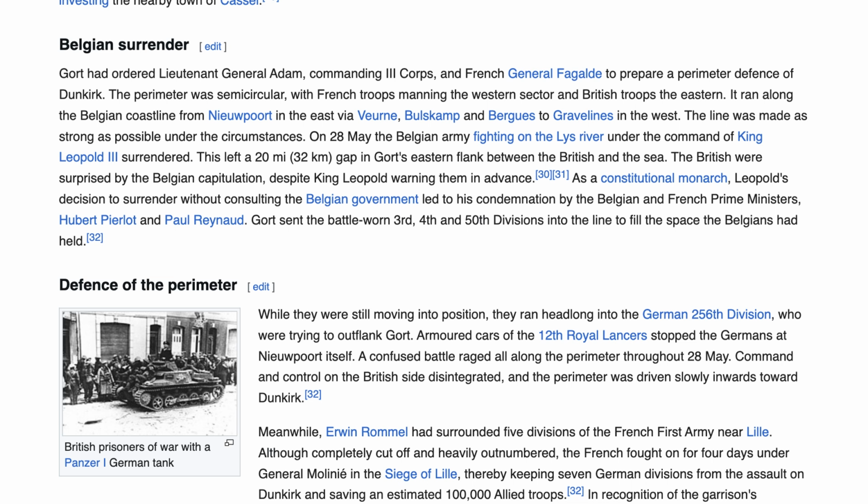On 28 May the Belgian army fighting on the Lys River under the command of King Leopold III surrendered. This left a 20 miles (32 kilometers) gap in Gort's eastern flank between the British and the sea. The British were surprised by the Belgian capitulation, despite King Leopold warning them in advance. As a constitutional monarch, Leopold's decision to surrender without consulting the Belgian government led to his condemnation by the Belgian and French prime ministers, Hubert Pierlot and Paul Reynaud. Gort sent the battle-worn 3rd, 4th and 50th Divisions into the line to fill the space the Belgians had held.